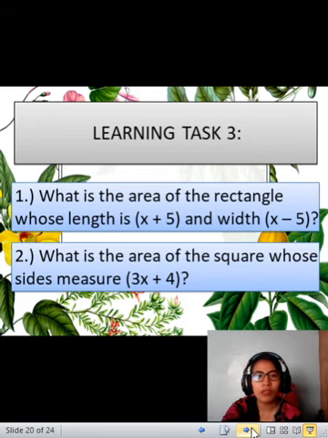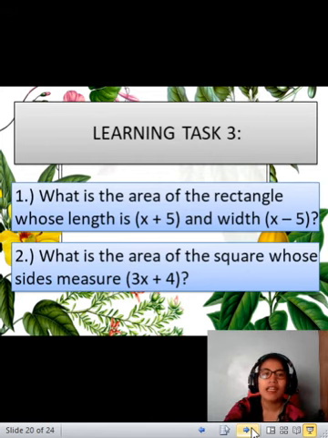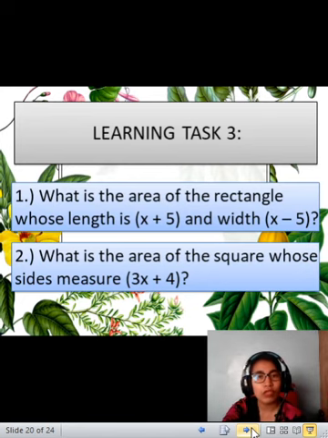Next, what is the area of the square whose sides measure 3x plus 4? Ma'am, how can I compute that if you just give me one given? We only have one given because it says area of the square, and all sides of the square are equal. So therefore, we just need that 3x plus 4. The formula for the area is s squared. So you just have to do 3x plus 4, then multiply it by another 3x plus 4. That's what you do with problem number 2.